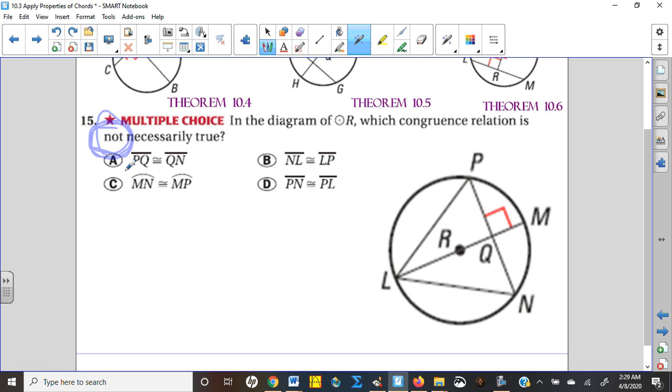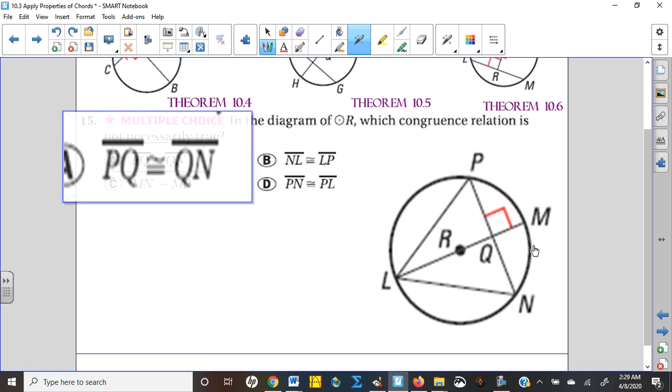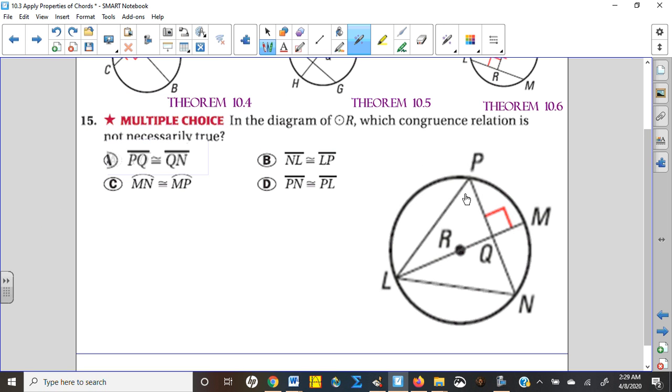Is PQ congruent to QN? Well, PQ is half, or at least a part of PN. QN is part of PN. How do I know that these would be congruent? Well, how about because LM is a diameter that is perpendicular to it. So that means LM is bisecting both the chord and the arc that it intercepts. So that's using theorem 10.5 is what we're using there.